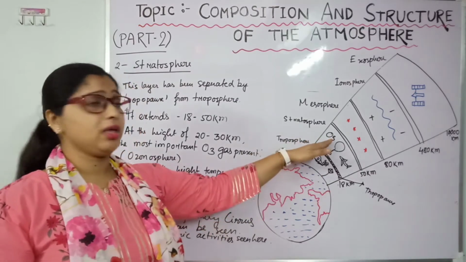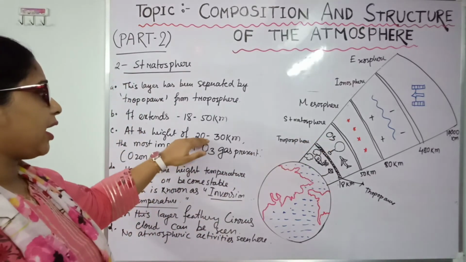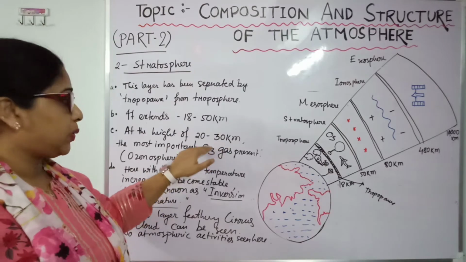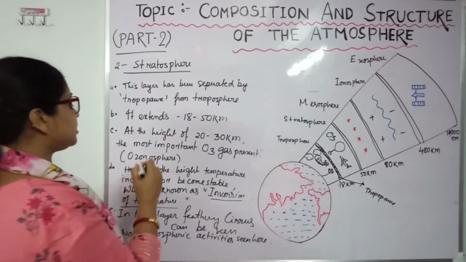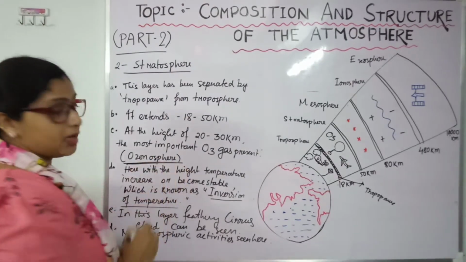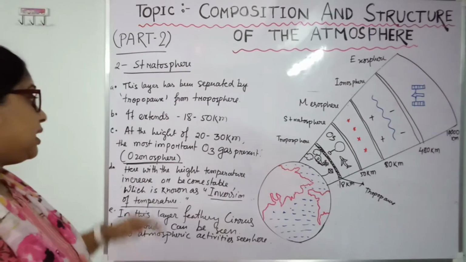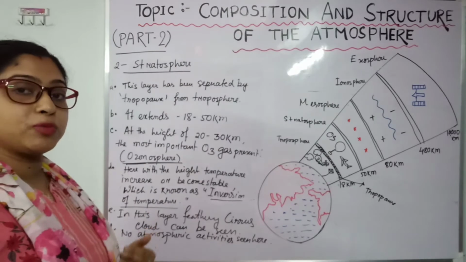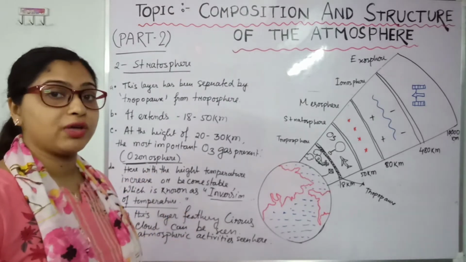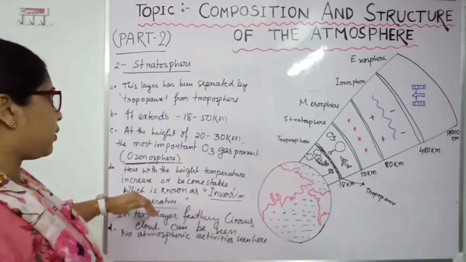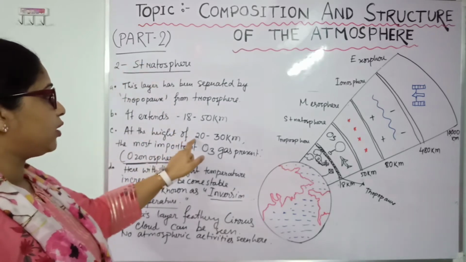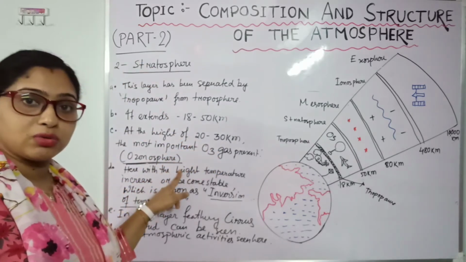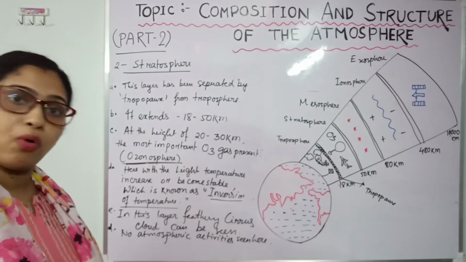This O3 layer, which is present at a height of 20 to 30 kilometers, is known as the ozonosphere. Sometimes it is asked in which layer of the atmosphere the presence of O3 gas can be seen. So you have to write: in the stratospheric layer, within 20 to 30 kilometers, in the ozonosphere, we can see the presence of O3.